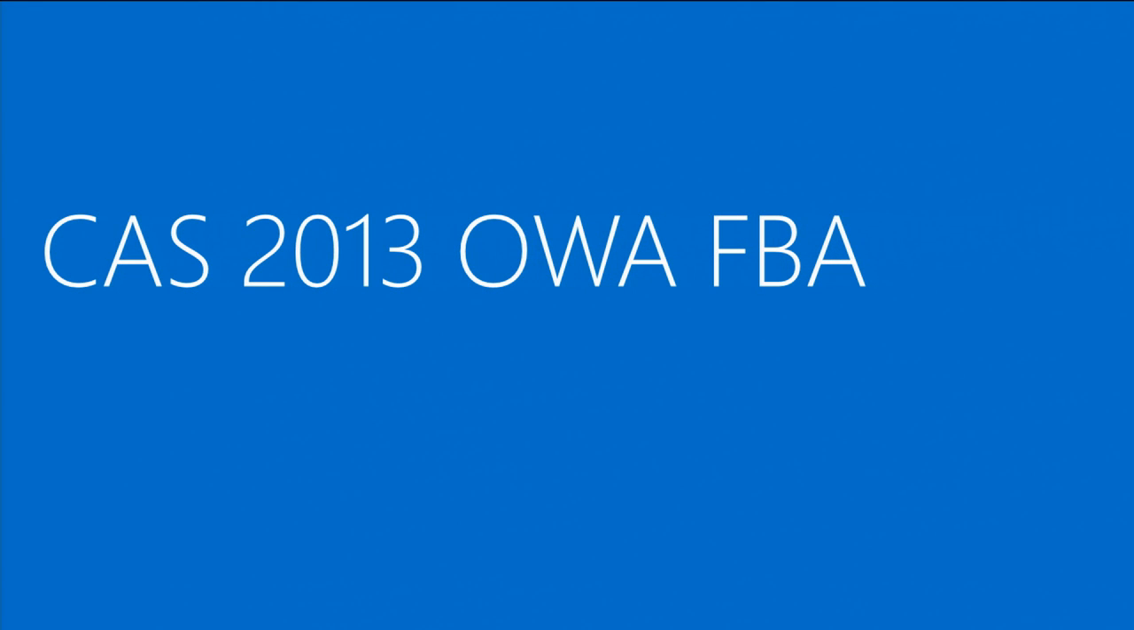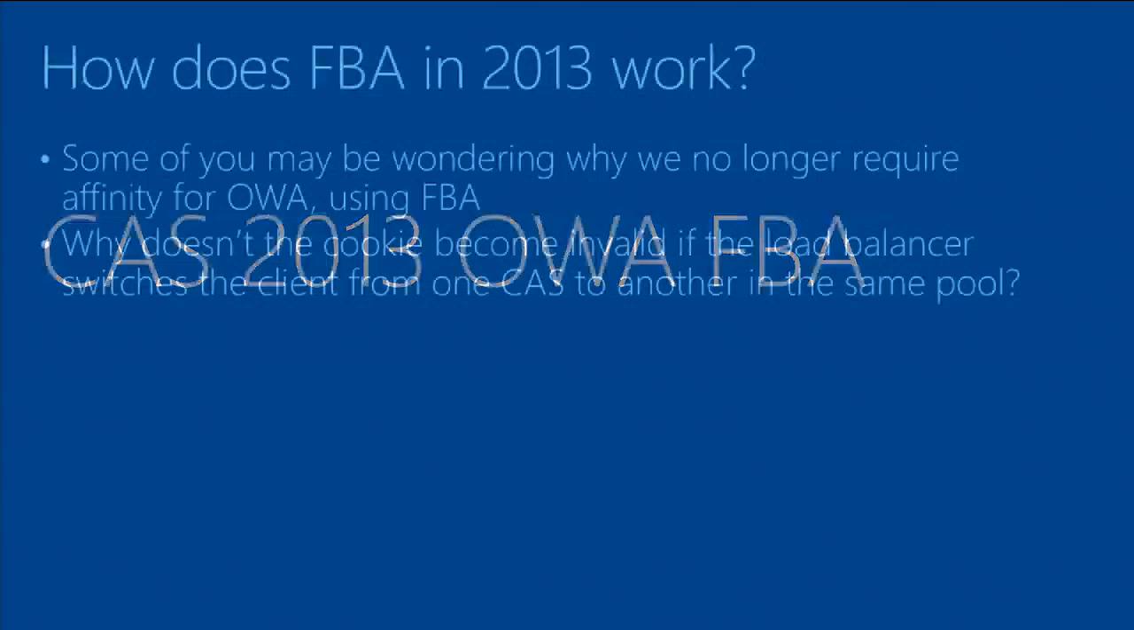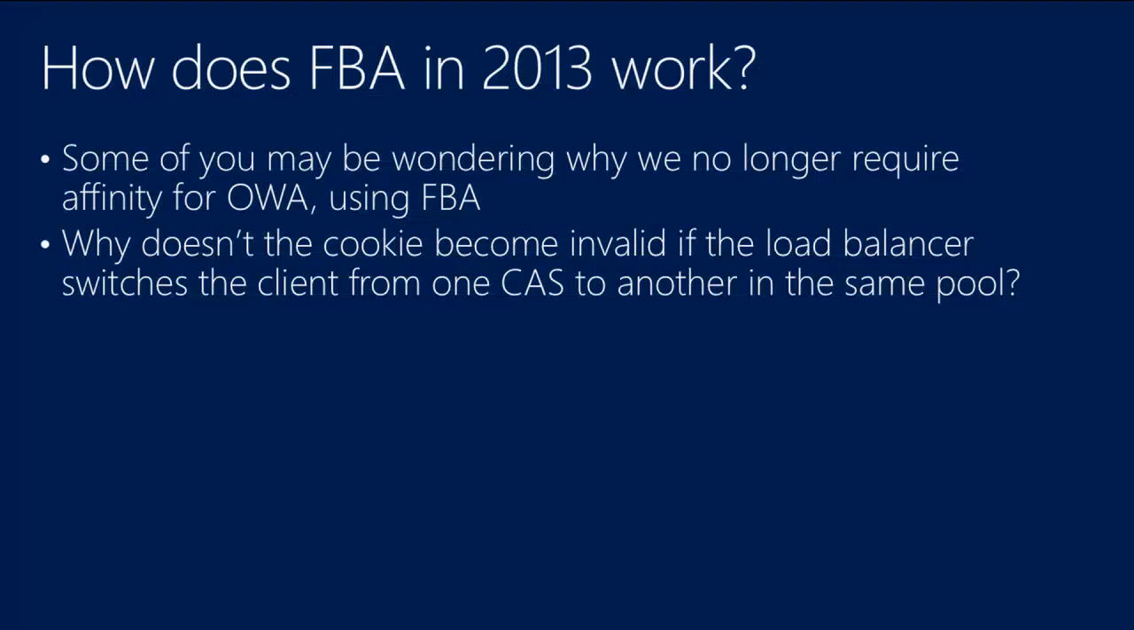So let's have a little change of gear here, move on a little. FBA, forms-based auth in OA, has changed, not just for the new look, but in the way that it works. Because we've been saying right from the beginning of talking about Exchange 2013 that we no longer require layer 7, we no longer require affinity. And if you've ever configured OA, FBA and load balancers before, we had to make sure we had affinity.